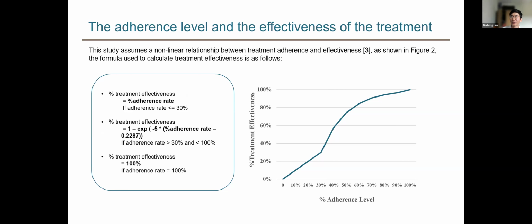So it is a nonlinear relationship between treatment adherence and effectiveness, as shown in this figure. When the adherence is below 30%, the effectiveness is just the adherence rate. But when it's between 30% and 100%, there is a function for that, which is nonlinear. And when it's 100% adherence, we think the treatment will generate 100% effectiveness, as the study shows.